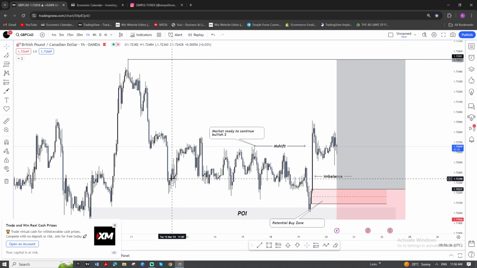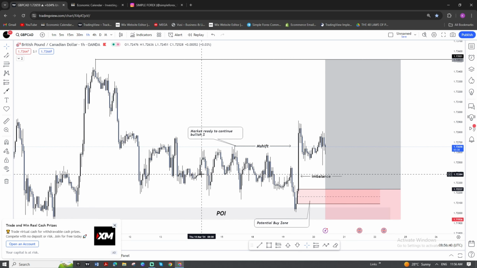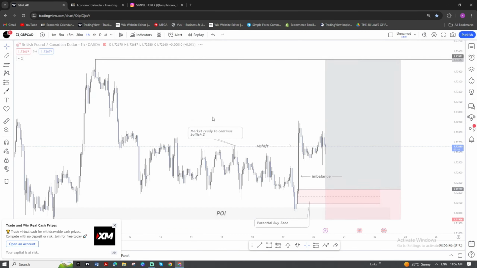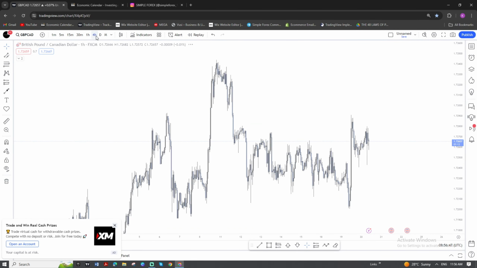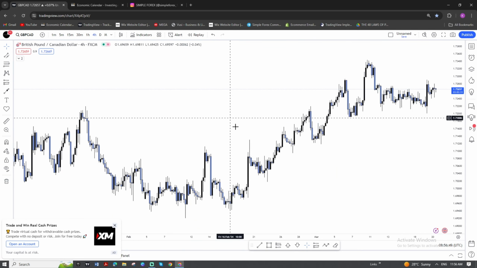I'm just going to go over with you how I came to this conclusion that I'm going to be taking the buys over on that order block right there. First of all, let me just go to a clean chart. Let me just go over to the 4-hour time frame.